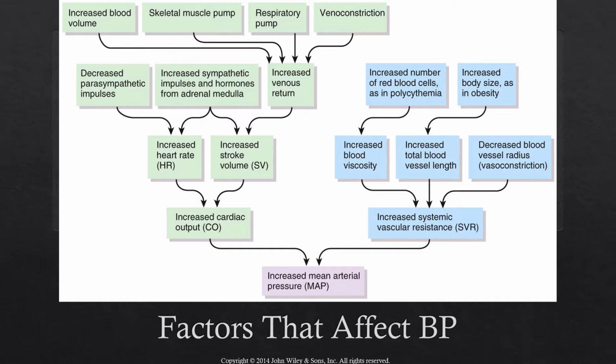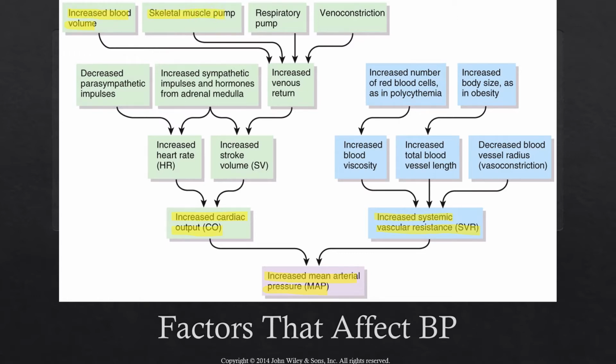So on the left here, we have these changes in green boxes that are all going to increase cardiac output. On the right, we're going to have these blue boxes that are going to be changes that increase systemic vascular resistance. And then increases in cardiac output and increases in systemic vascular resistance are both going to influence an increase in the mean arterial pressure.